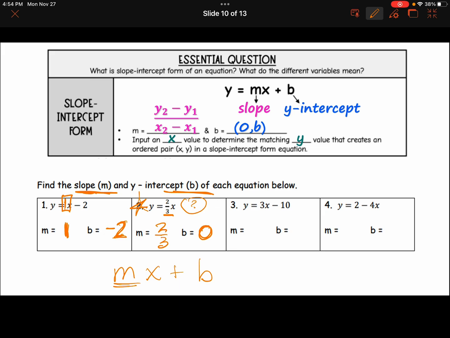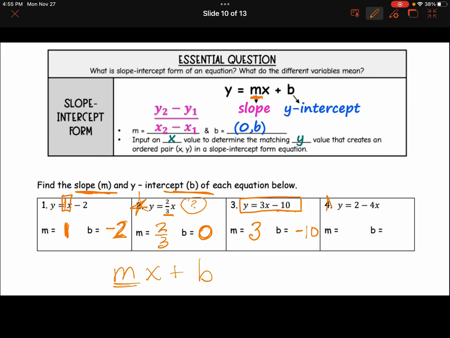And number 3 and 4, pause the video and see if you can fill in the slope from there. On the front side, you were given pictures and ordered pairs and tables. Now I'm giving you the equation. And if you understand that in the equation, whatever's in front of the x is m, that makes finding 3 there and -10 there easy.